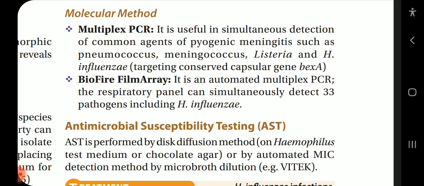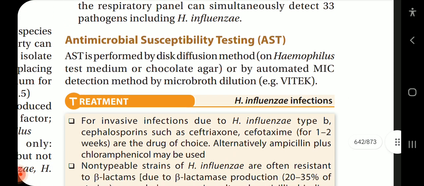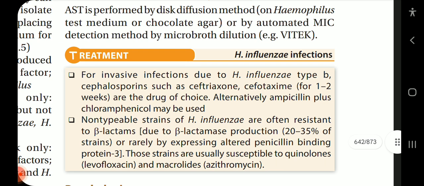Biofire arrays and automated multiplex PCR: the respiratory panel can simultaneously detect 33 pathogens, including Haemophilus influenzae. Antimicrobial susceptibility testing (AST) is performed by the disk diffusion method on Haemophilus test medium or chocolate agar, or by automated MIC detection methods such as microbroth dilution, for example Vitek.